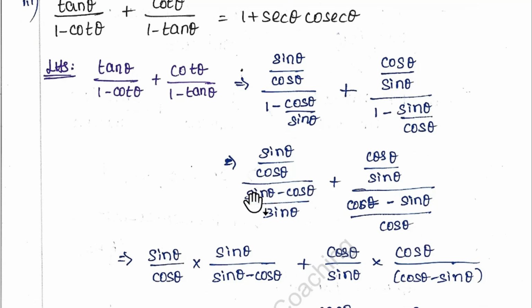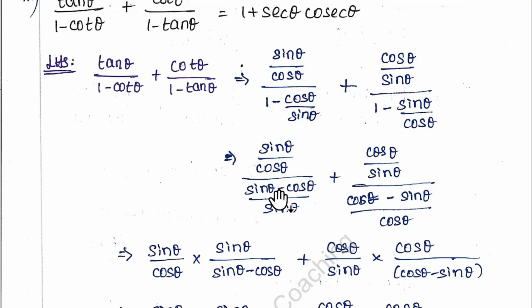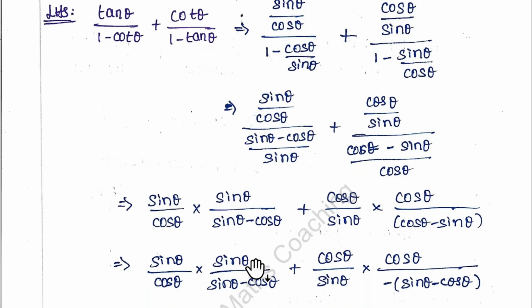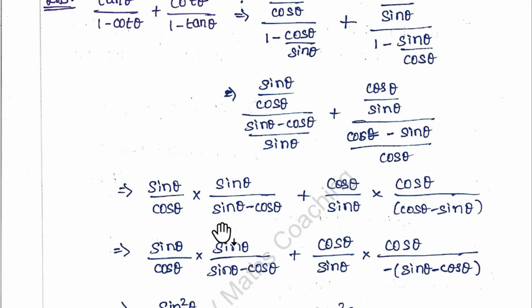So now just take the denominator, reciprocal it to the numerator. So the denominators here will come to the numerator, right? Sine theta by sine minus cos. And here cos by sine you write as it is, and this you are going to reciprocal, cos theta by cos minus sine. So now can you see, in the denominator here we have sine minus cos, but here we have cos minus sine.